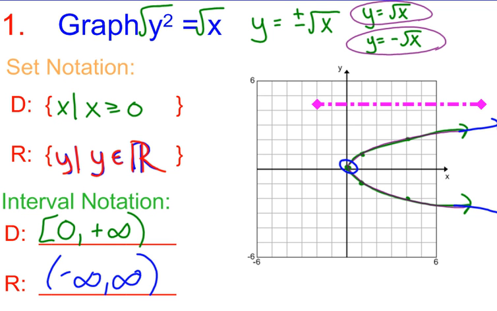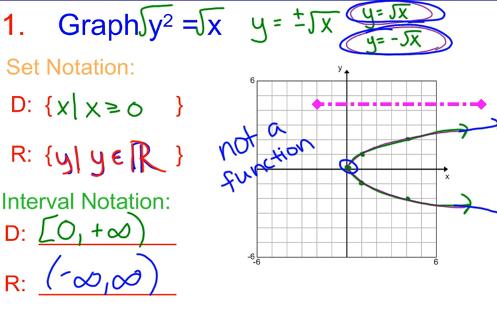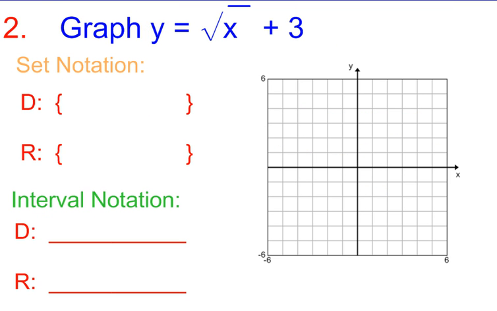So that's my first one. Again, this is not a function. I don't want you to think this is a function. This was my example, and I kind of wanted to show you a sideways one because we talked about it before, but we hadn't actually graphed one. So again, today we will either do the positive root or the negative root, but we won't put them both on there.